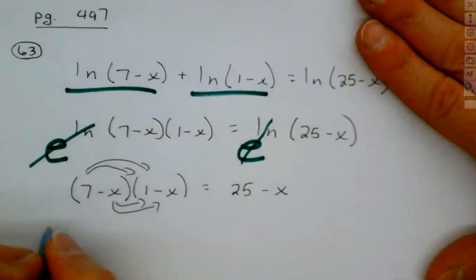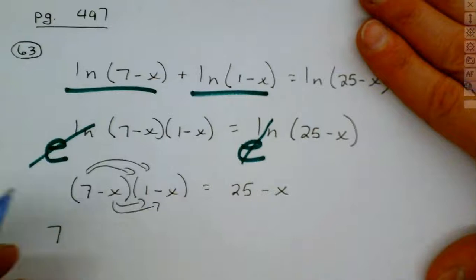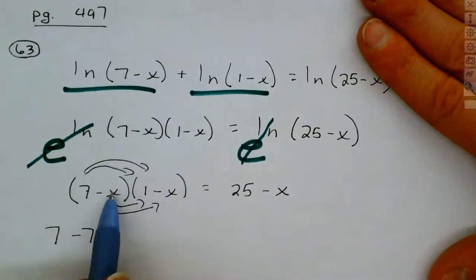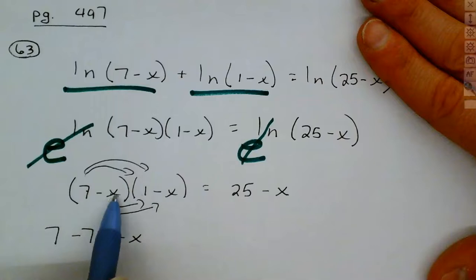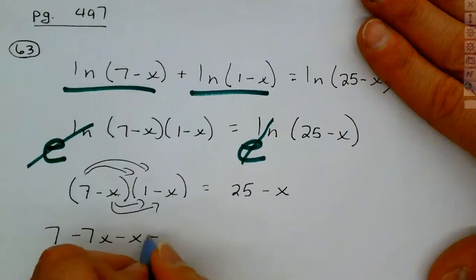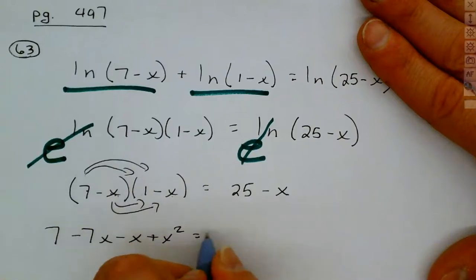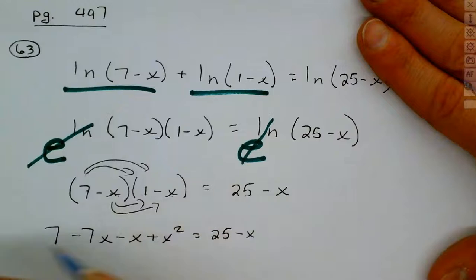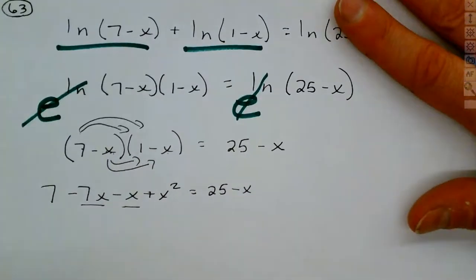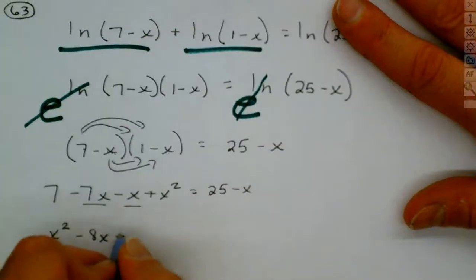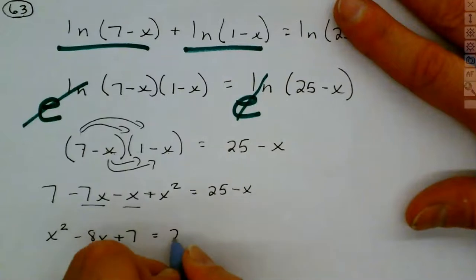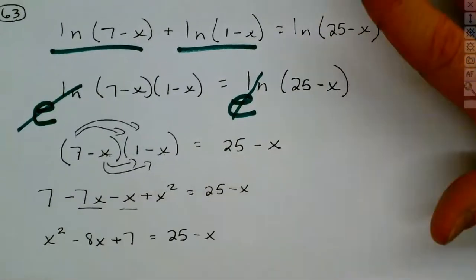So 7 times 1, that's a 7. 7 times a negative x, that's a minus 7x. Then we've got a negative x times 1, that's a minus x there. Minus x times minus x, that makes it a positive x squared. Those can go together, and I'm going to write it in the correct order. So now we've got x squared. I'll write that first. We've got a minus 8x plus 7 equals 25 minus x.